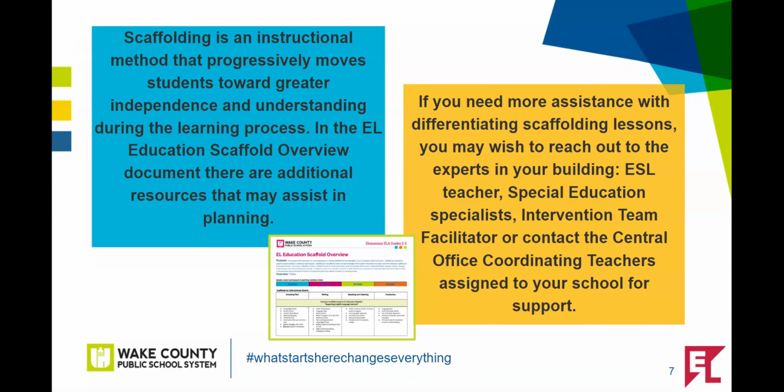Scaffolding is an instructional method that progressively moves students towards greater independence and understanding during the learning process. Refer to the EL Education Scaffold Overview for grades 2 through 5 for additional resources that may provide further support when planning and implementing instruction.